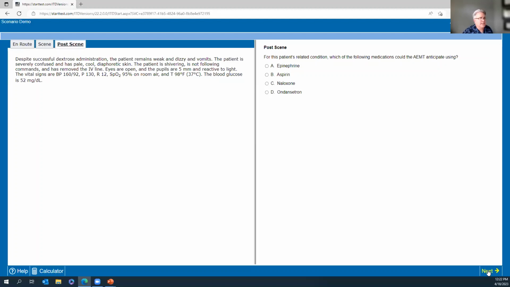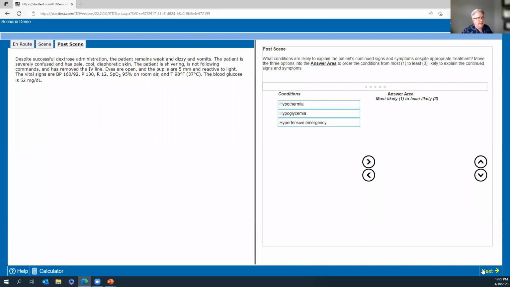The next item, for the patient's related condition, which of the following medications could the AEMT anticipate using? And so we've got vomiting now. So the therapy would be to give them Zofran. Again, there's no reason for Narcan, no reason for aspirin, and no reason for epinephrine.